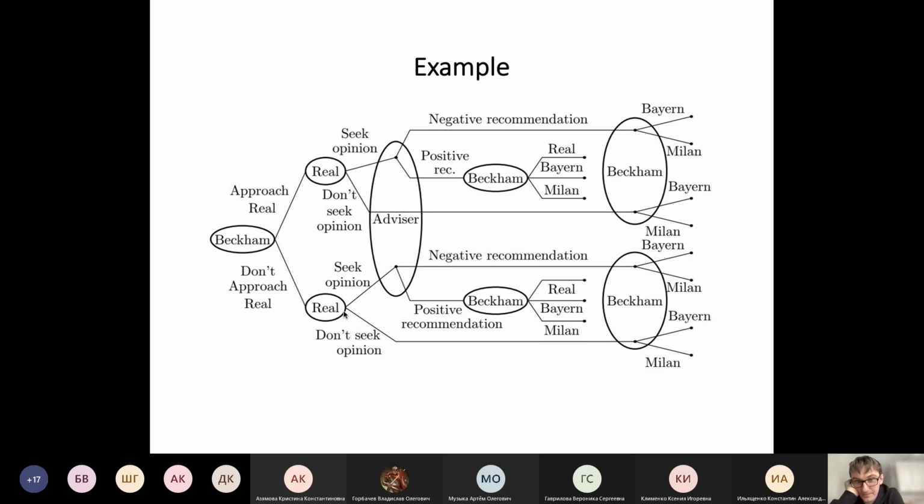So, an example of a game with a non-trivial information set. It's a story about Beckham, the football player. Beckham needs to decide whether to approach Real Madrid or not: approach, don't approach. Then Real makes its decision to seek the opinion of an advisor or not to seek the opinion of an advisor.